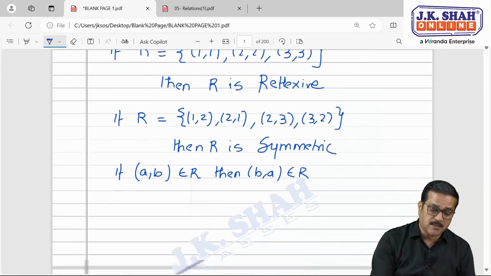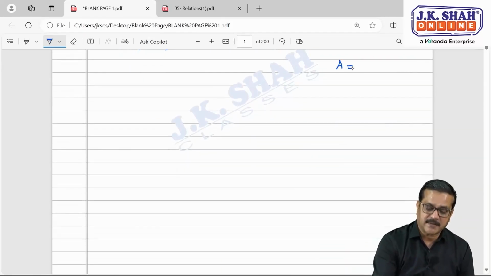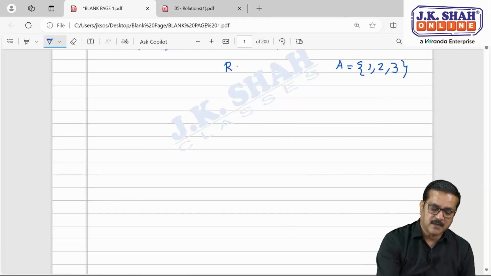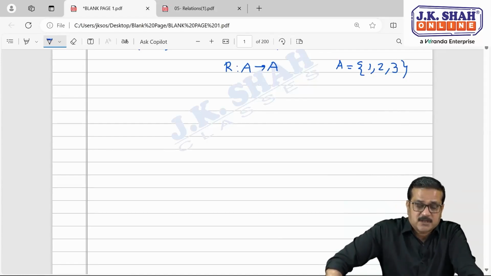Check. Now comes the third one, the most challenging one. So can I just copy my set A: 1, 2, 3. And my R is defined on A. That means R is a relation from A to A. What do we understand by that? I think we have a good discussion of all this in our lecture 2. It's going well. I hope you are not keeping any gaps between the lectures.